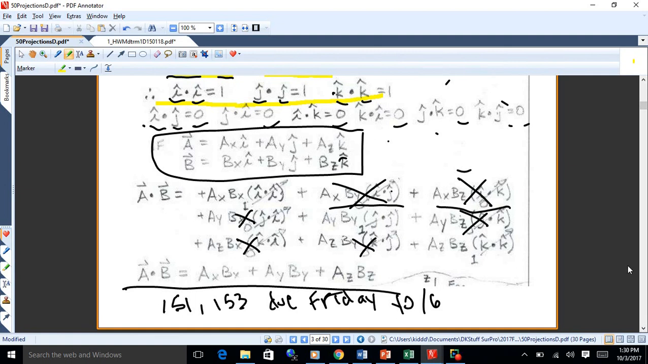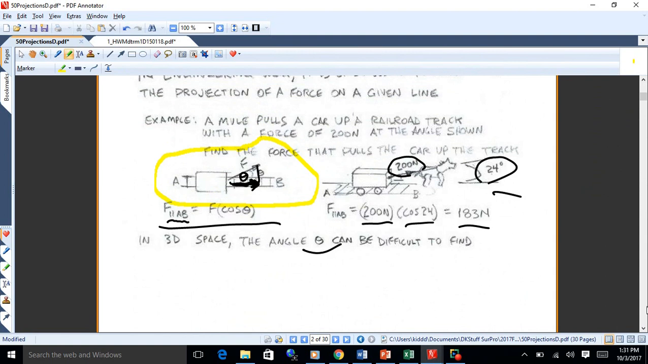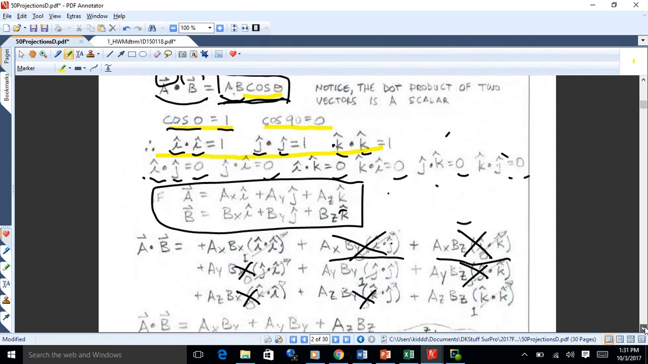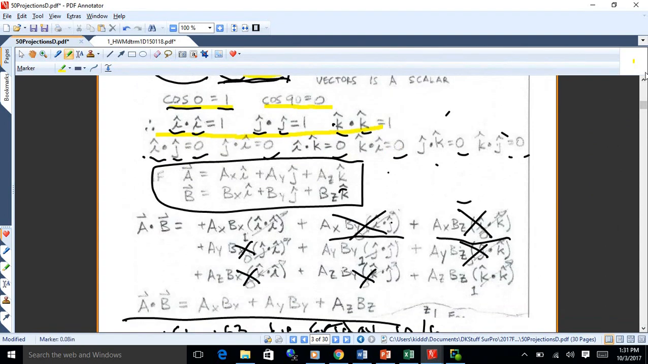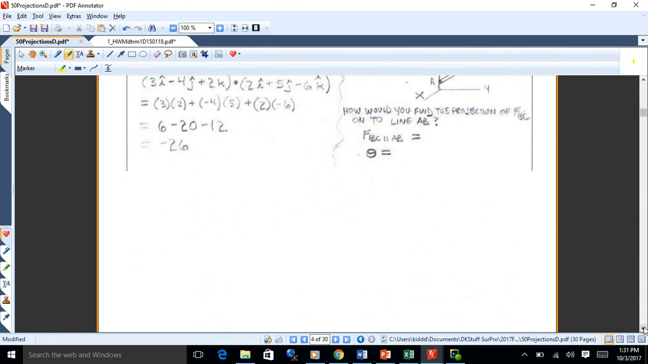And if I have the dot product, what I've got is the magnitude of A times the magnitude of B times the cosine of the angle in between them. All right? So that's about it. Now let's figure out how to use this dot product to find a projection.